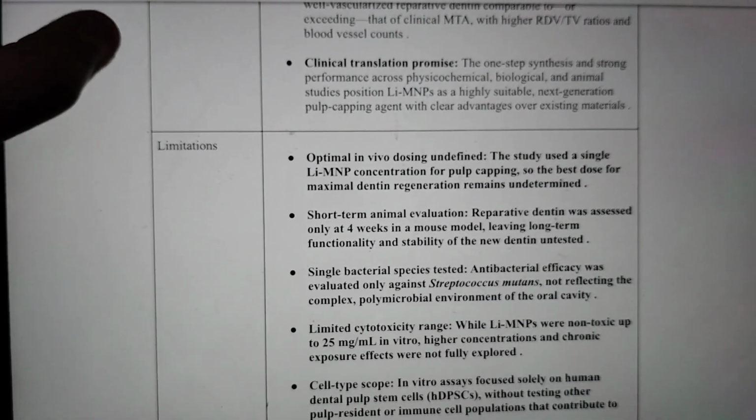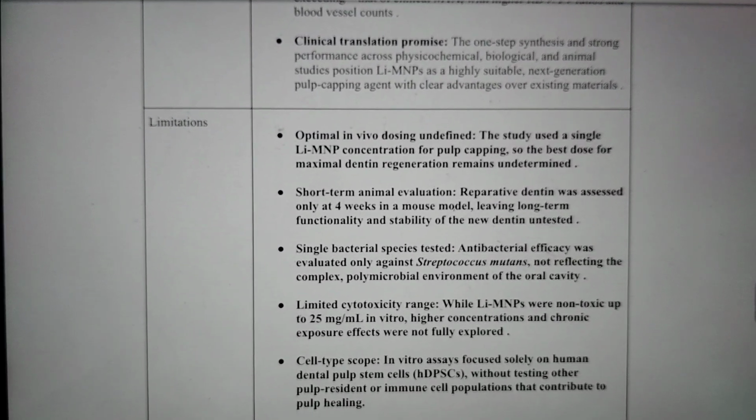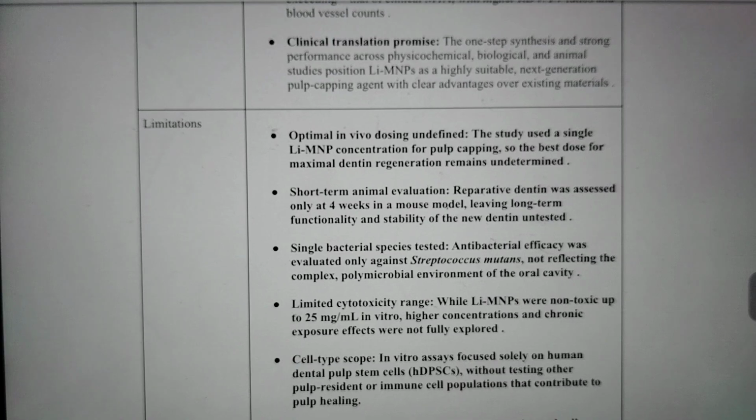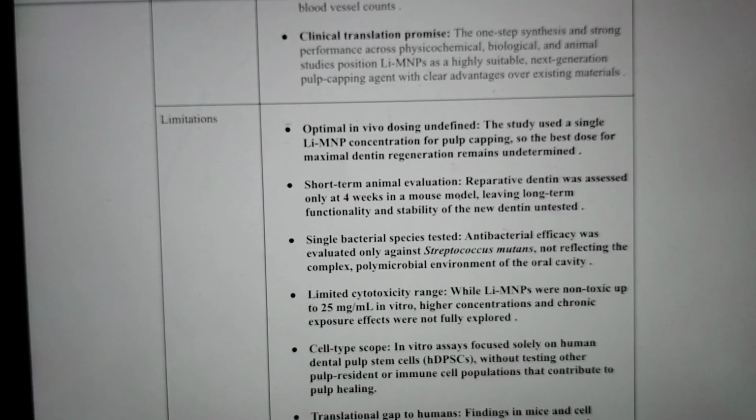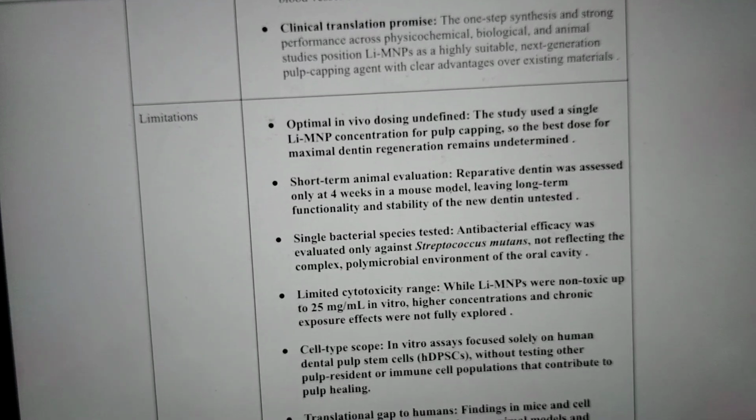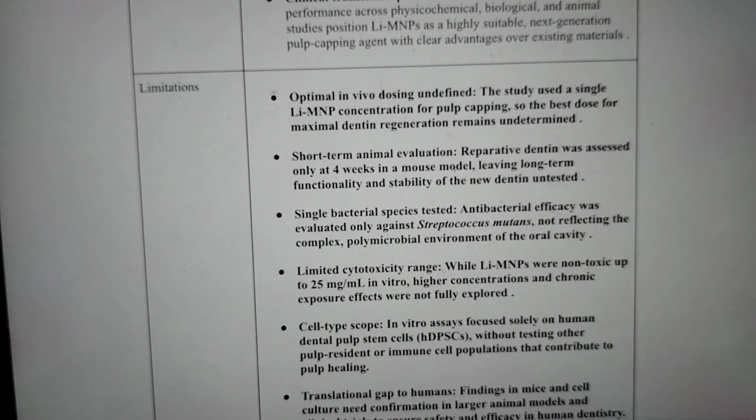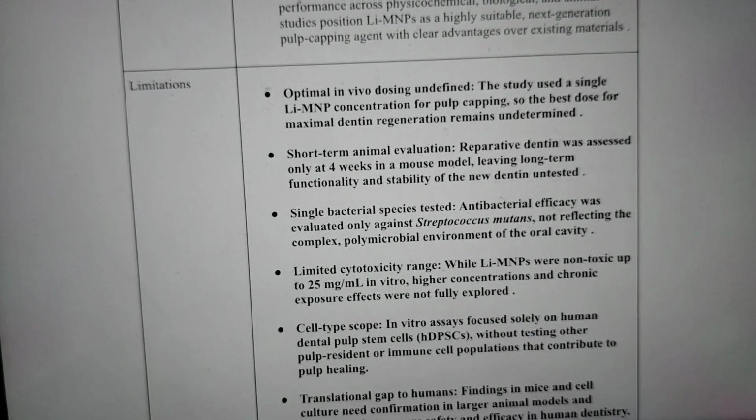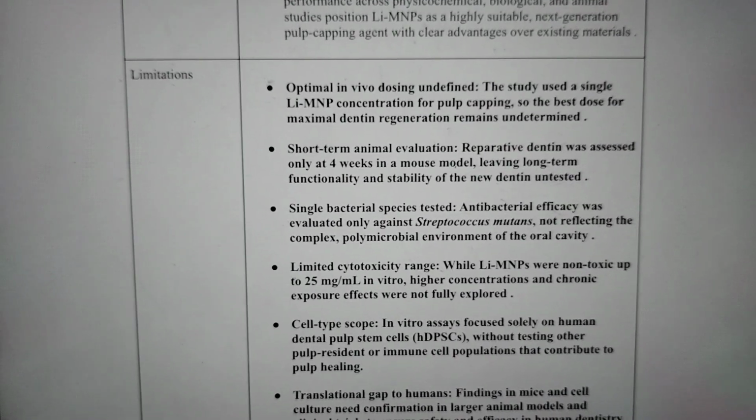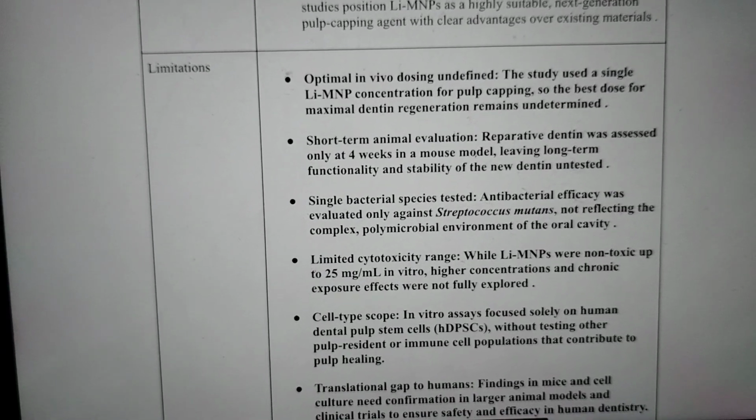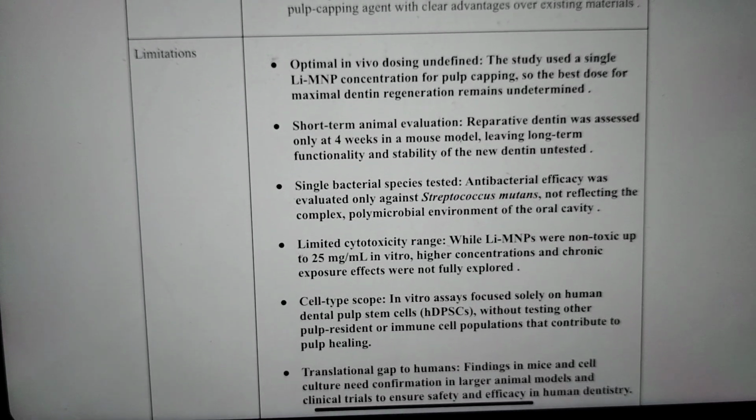Limitation: optimal in vivo dosing undefined. Only a single concentration was used for pulp capping, so the best dose for maximal dentine regeneration remains underdetermined. Short-term animal evaluation only at 4 weeks. Single bacterial species tested, only Streptococcus mutans. Limited cytotoxicity range: up to 25 mg per ml in vitro was tested.